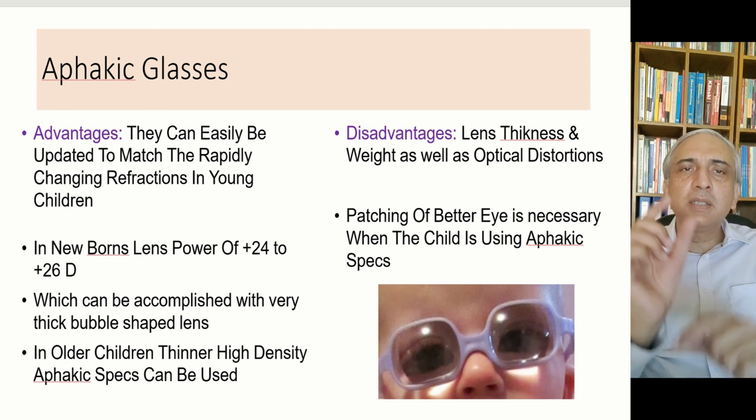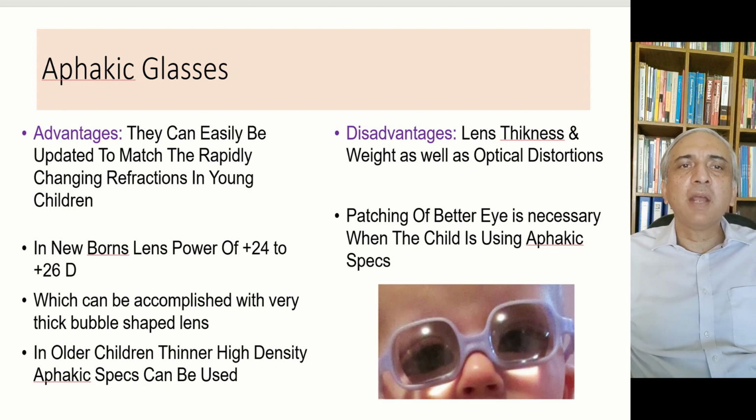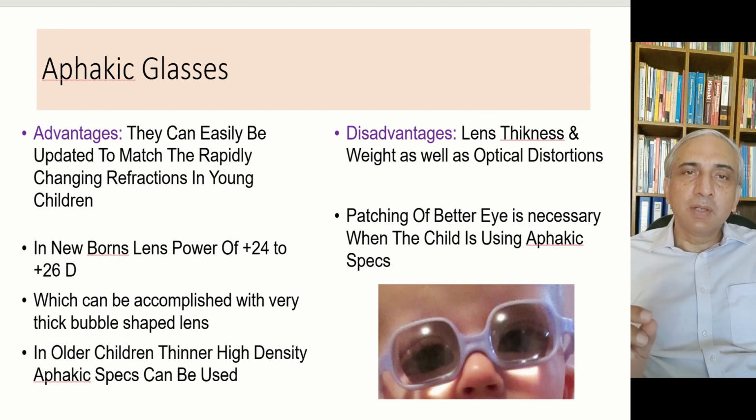High index means the material of the lens is such that it's able to refract the light rays more, so you need a thinner lens to produce the same effect. The disadvantage of aphakic glasses is lens thickness and weight as well as optical distortion. Patching of the better eye is necessary when the child is using aphakic spectacles, especially in patients who have unilateral surgery. They will need to wear glasses, and on top of that, they will need patching of the normal eye.